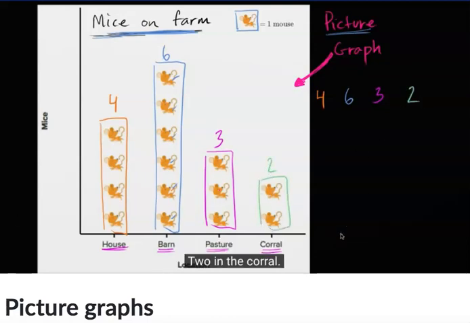2 in the corral. So if someone asked you how many total mice are there on this farm, well, you would add all of these up. You would say 4 plus 6 is 10, plus 3 is 13, plus 2 is 15. 15 total mice on the farm.